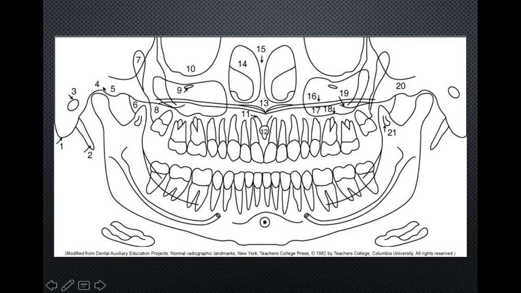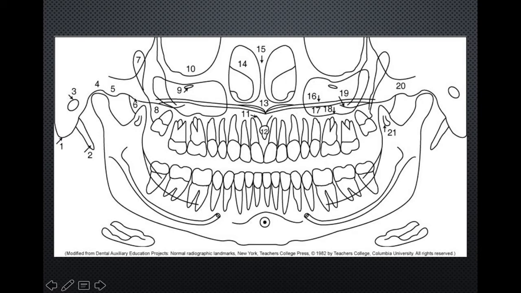Number 4 we have here, this is our glenoid fossa. So the glenoid fossa is going to appear radiolucent between the condyle and the zygomatic process. Number 5 is our articular eminence. So this is part of the temporal bone, and it forms part of the TMJ.